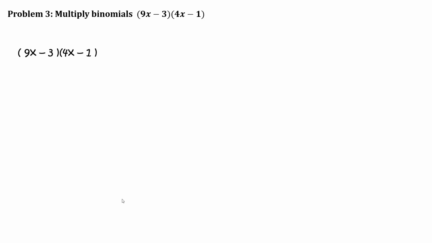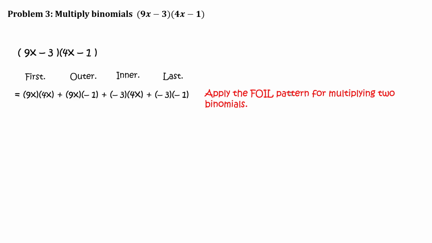All right. Problem 3, multiply 9x minus 3 times 4x minus 1. I'm going to start by writing out the problem, 9x minus 3 times 4x minus 1. I'm going to apply the FOIL pattern. 9x times 4x is the product of first terms. 9x times negative 1 is the product of outer terms. Negative 3 times 4x is the product of inner terms. And negative 3 times negative 1 is the product of last terms.